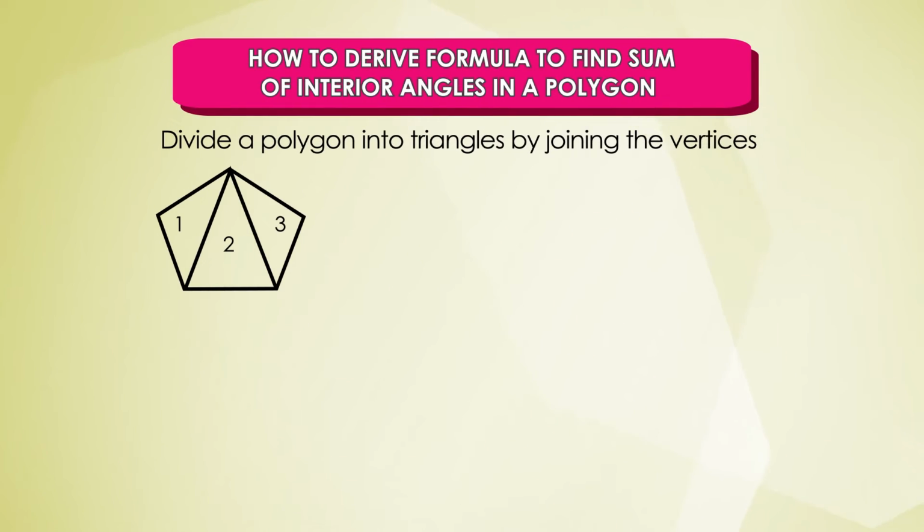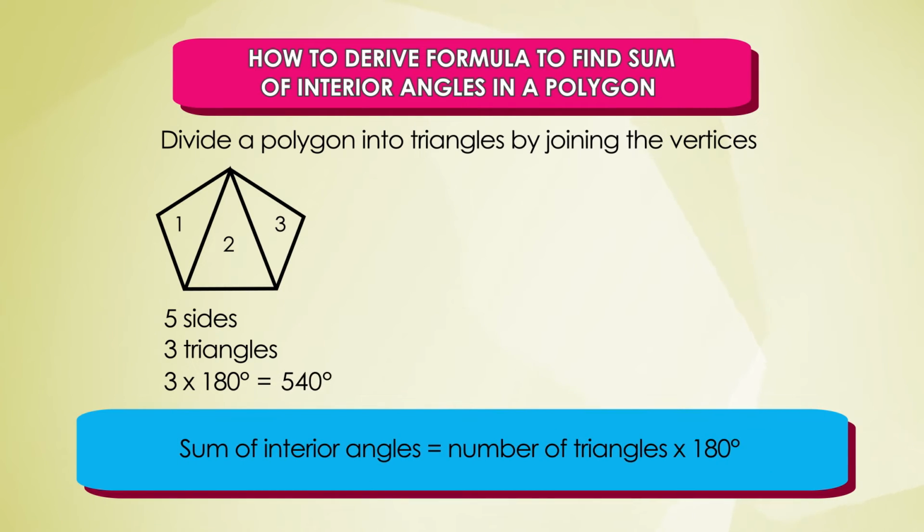Girls and boys, now let's put the steps we have learned into use. Are you ready? The polygon shown has 5 sides, and by joining one vertex to the other vertices, we can draw 3 triangles. Therefore, the sum of the interior angles of this polygon is 3 times 180 degrees, which is 540 degrees.